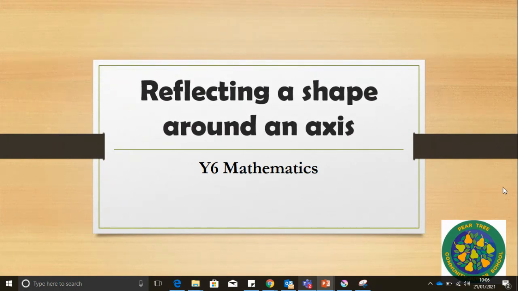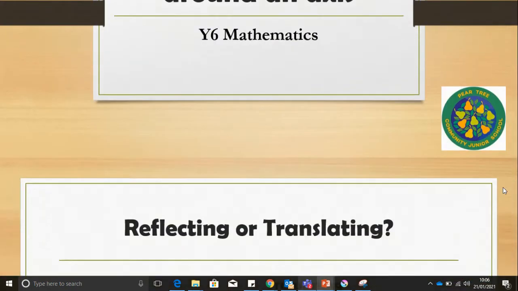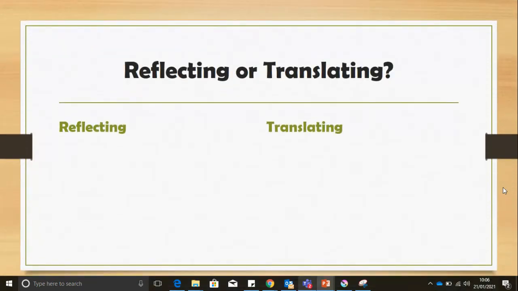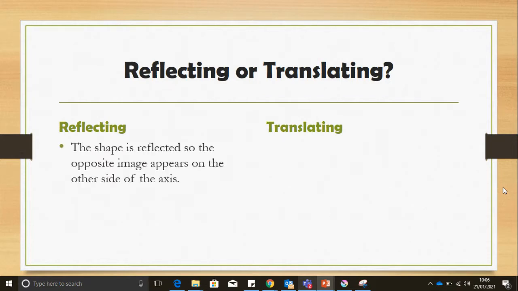Hello, this is a little modelling session all about how we reflect a shape around an axis. Before we start, we need to make sure we are doing the correct method. So we need to know if we are doing reflecting or translating. You may ask, what is the definition of those two words?